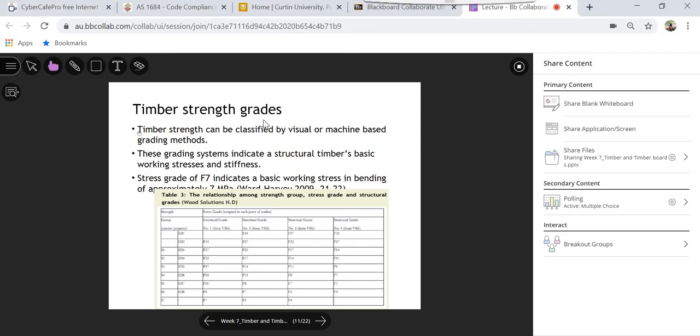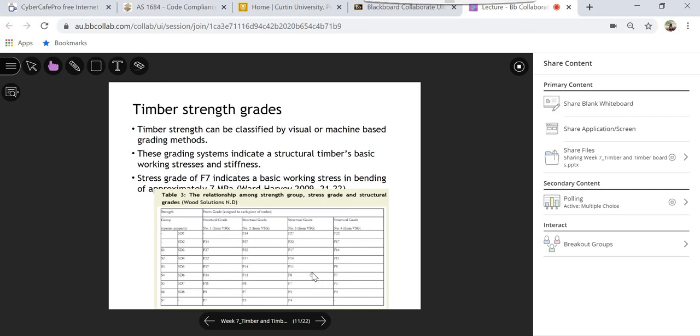But timber strength is not only decided by the species. If you consider several pieces of timber from the same species, even the same tree, they can still have different strength values because of individual variations. So it's impossible to provide the strength grade for timber according to the species only. There is a different grading system for timber to find out working stress and stiffness value.